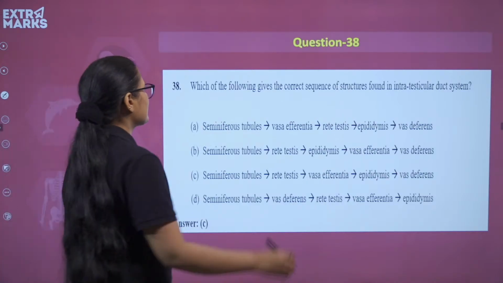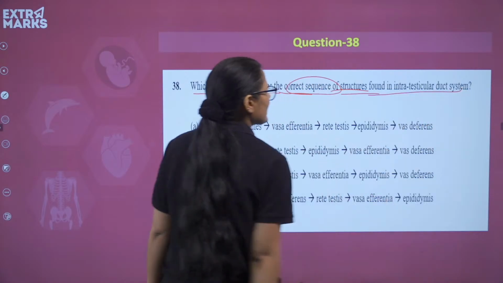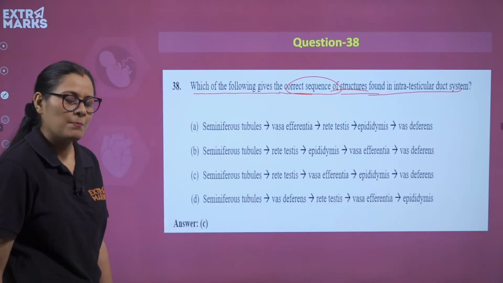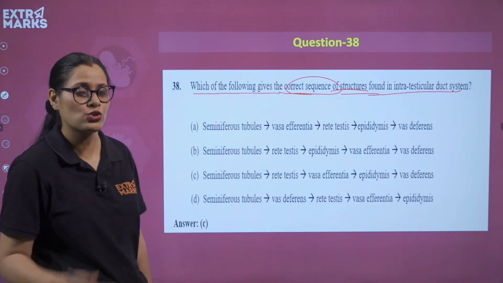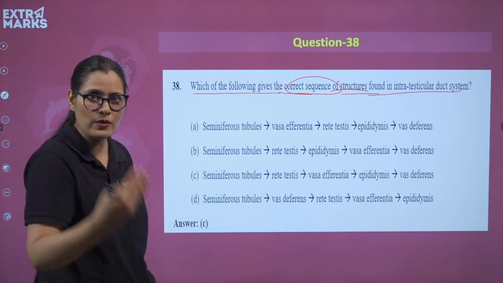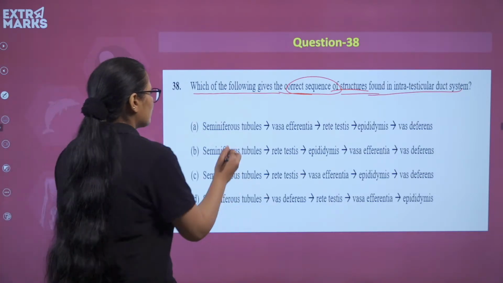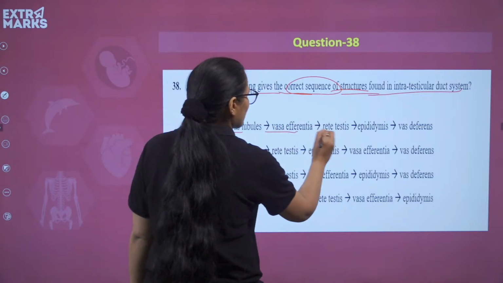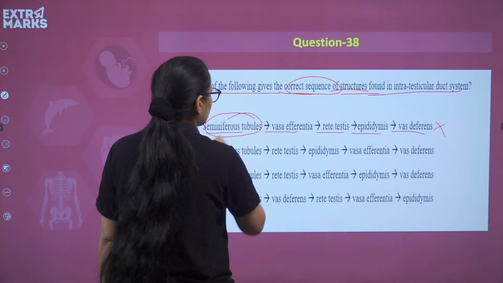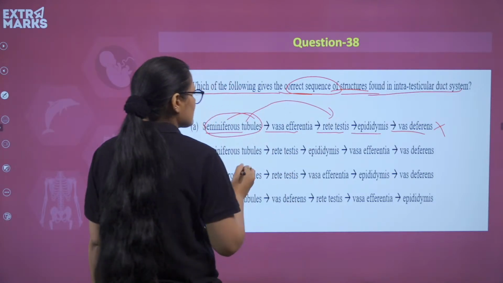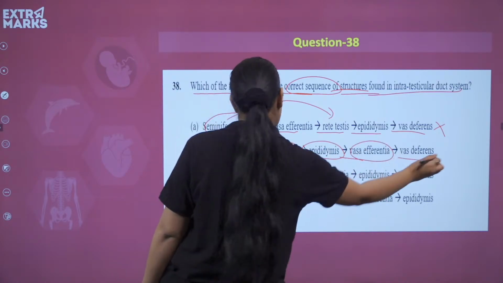Question 38 says, which of the following gives the correct sequence of structures found in the intratesticular duct system? Multiple times this kind of question has been asked from the chapter human reproduction. So pay attention to the sequence of the duct system in your human reproductive system. First is seminiferous tubules, vasa efferentia, rete testis, epididymis, vas deferens, incorrect because seminiferous tubules and then rete testis.